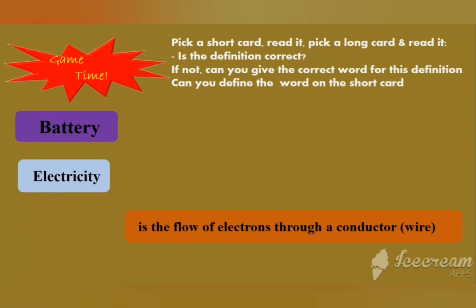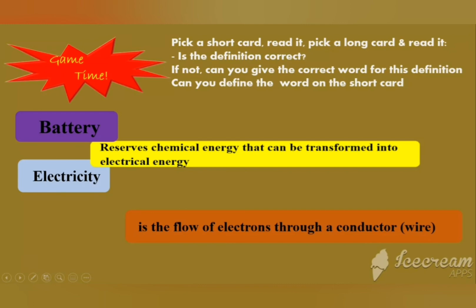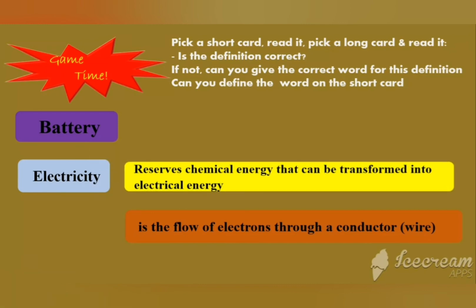Electricity. What is electricity? I know that electricity is produced when there is a flow of negative charges. It lights up the bulb when the switch is on. But is it the flow of electrons through a conductor? No, it can't be. That should be current. But then let me reveal my fourth card and see what it has for me. I'm going to go with yellow. Reserves chemical energy that can be transformed into electrical energy. Yes, I said that and I got it right. That's the battery. That goes with the battery.